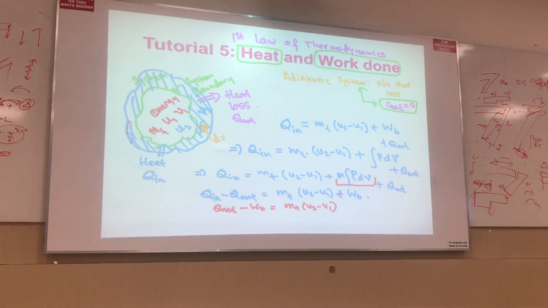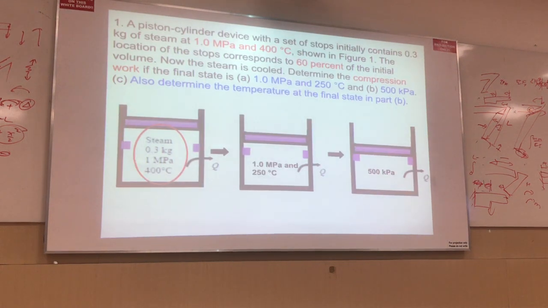Alright. Question one, take a look. A piston cylinder device with a set of stops initially contains 0.3 kilogram of steam at 1 megapascal and 400 degrees Celsius as shown in figure 1. The location of the stop corresponds to 60% of the initial volume. That means this indicates the stop part. When the piston comes here, for example, this volume indicates 60% of the initial volume. This is the concept.